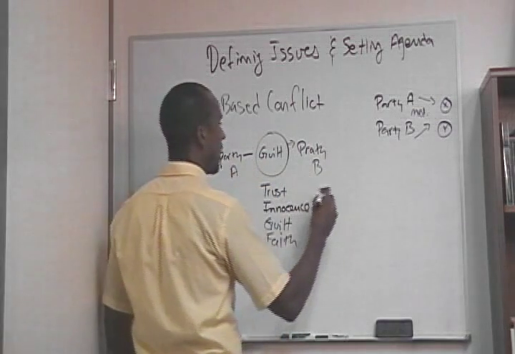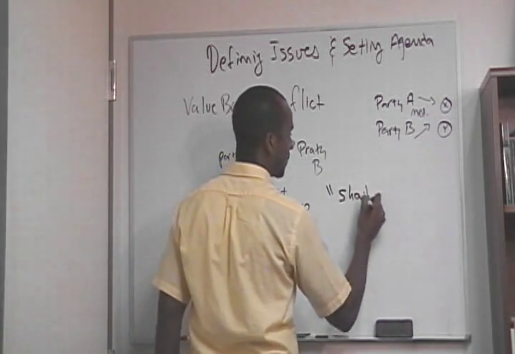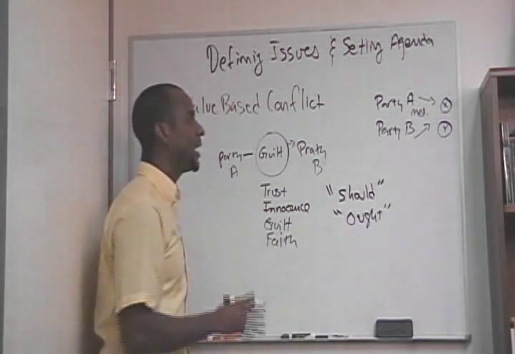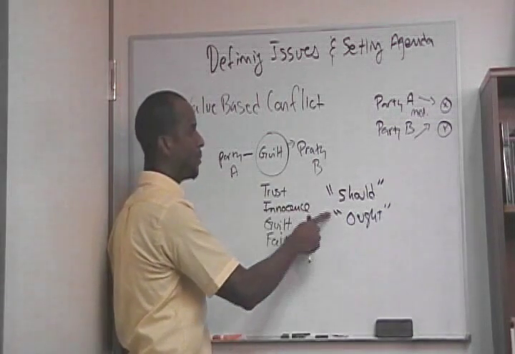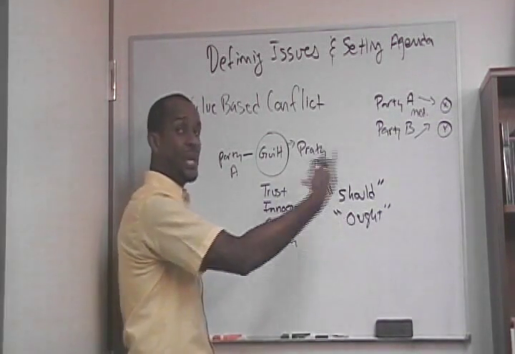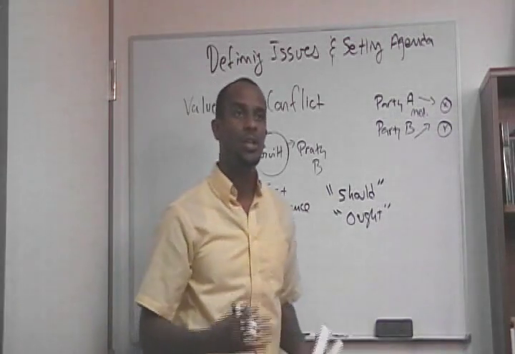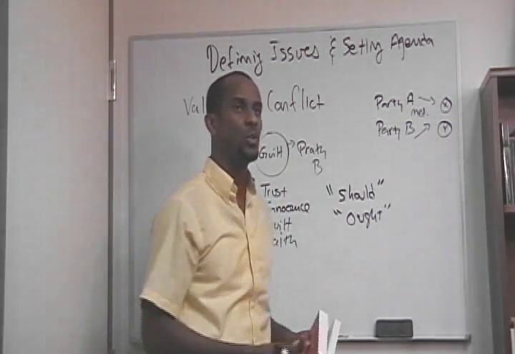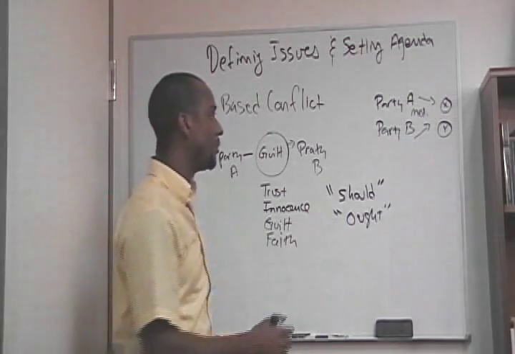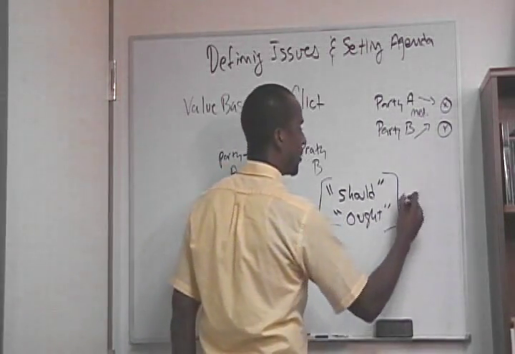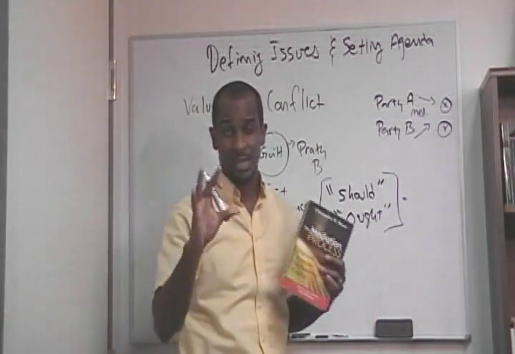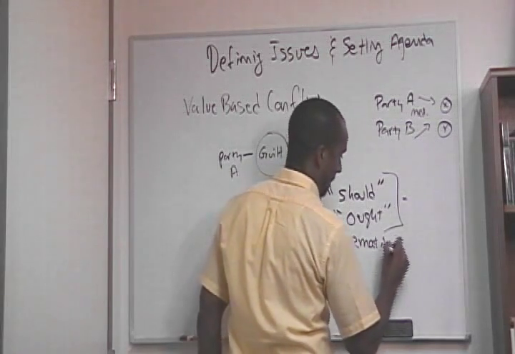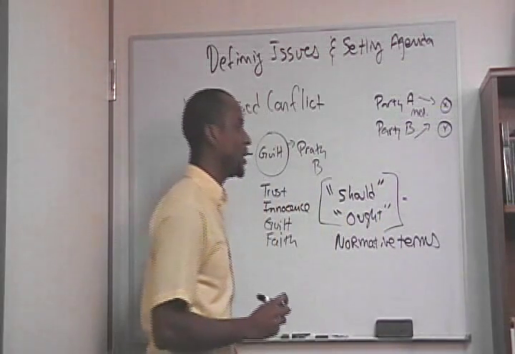So what you'll usually hear are should, or ought. These are indications that either party A or party B is making an appeal. So anytime a party introduces the idea that he should do or she should do X, or he ought to do Y, they're making an appeal. So anytime you see these terms, and this is not in Moore, Moore doesn't discuss this, but technically speaking, these terms are known as normative terms.